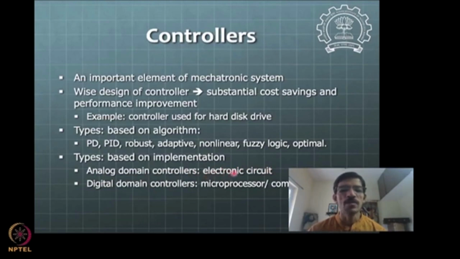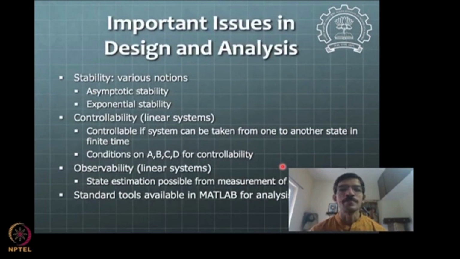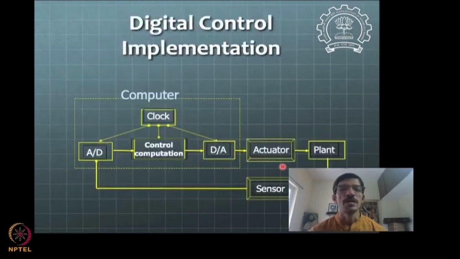The only advantage the analog domain will give is the continuous domain implementation or application, okay, which is not possible in the digital domain. We need to have some kind of sampling done for getting the digital domain implementation in place. Okay. So there are some design and analysis issues for controllers which we'll have to again deal with in great detail later. Okay. So I think maybe we'll stop here.